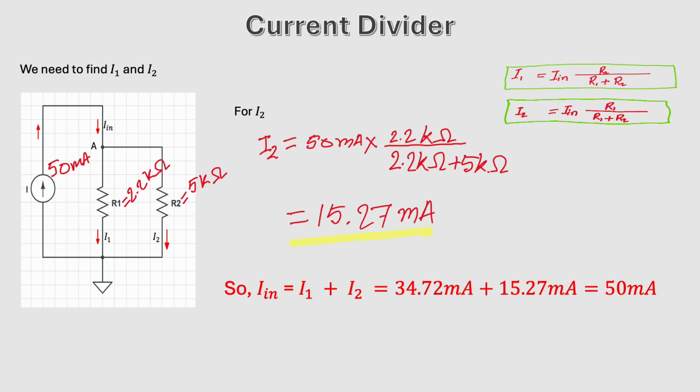And then altogether, which is amazing, I in is equal to I1 plus I2. Just adding these two values we have found, the input current for the R1 and R2 resistors is 50 milliampere, as you can see the input current at this node was 50 milliampere. Then after adding these two currents I1 and I2 we also found 50 milliampere. So that's how this current divider actually works, which is amazing.